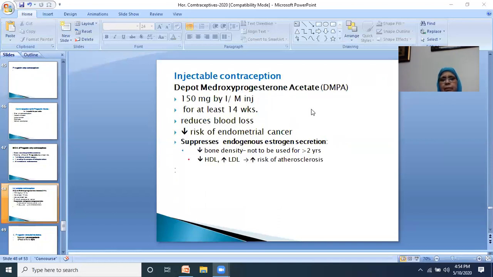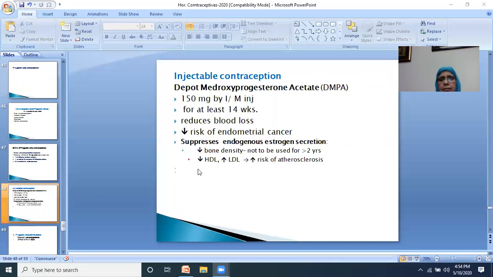Progestins are also available in the form of injectable contraception, depo-medroxyprogesterone acetate, 150 milligram by intramuscular injection, effective for at least 14 weeks. But after stopping, it may take 18 weeks for ovulation to return. It reduces blood loss and it also decreases endometrial cancer.